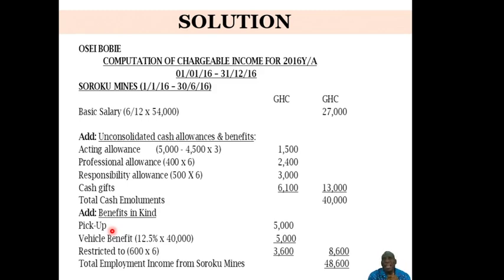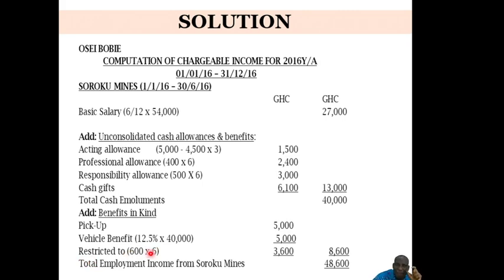Then there was a vehicle benefit. He was earning a vehicle with fuel, so that is a vehicle, fuel, and driver. And that one is 12.5% of the total cash emolument. Okay? And when you calculate, the figure will be more than 5,000. Actually, this 5,000 figure should have been shifted somewhere here and underlined. 12.5% of 40,000 will give you 5,000. This should have come somewhere here. And then you underline it. And then you restrict the answer rather to 600 per month.